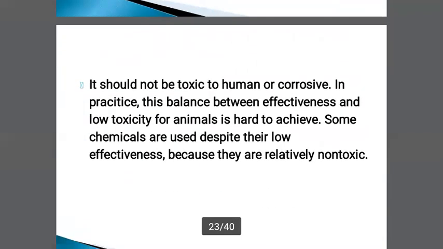It should be non-toxic. It should not be toxic to humans or corrosive. In practice, this balance between effectiveness and low toxicity for animals is hard to achieve. Some chemicals are used despite their low effectiveness because they are relatively non-toxic.